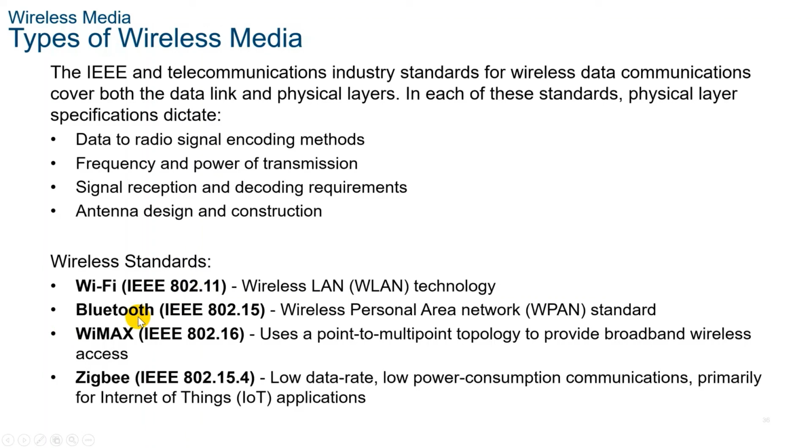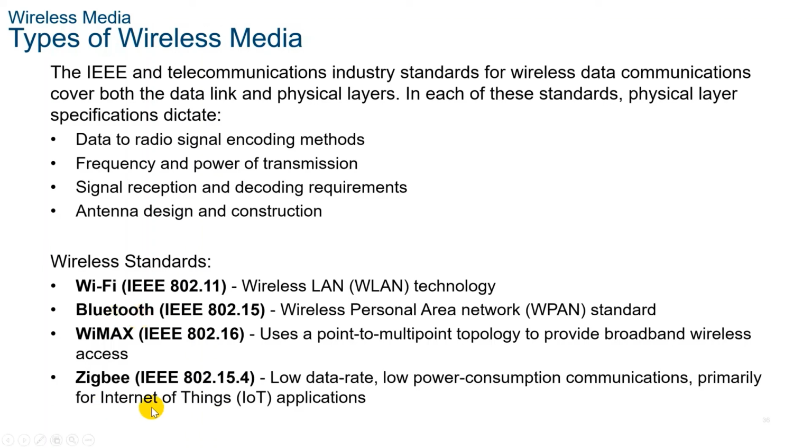The next one is Bluetooth, or 802.15. This is a wireless personal area network, or WPAN, standard, commonly known as Bluetooth. It uses a device pairing process to communicate over distances from 1 to 100 meters. Then there is WiMAX, or the IEEE 802.16, commonly known as the Worldwide Interoperability for Microwave Access. This wireless standard uses a point-to-multipoint topology to provide wireless broadband access.